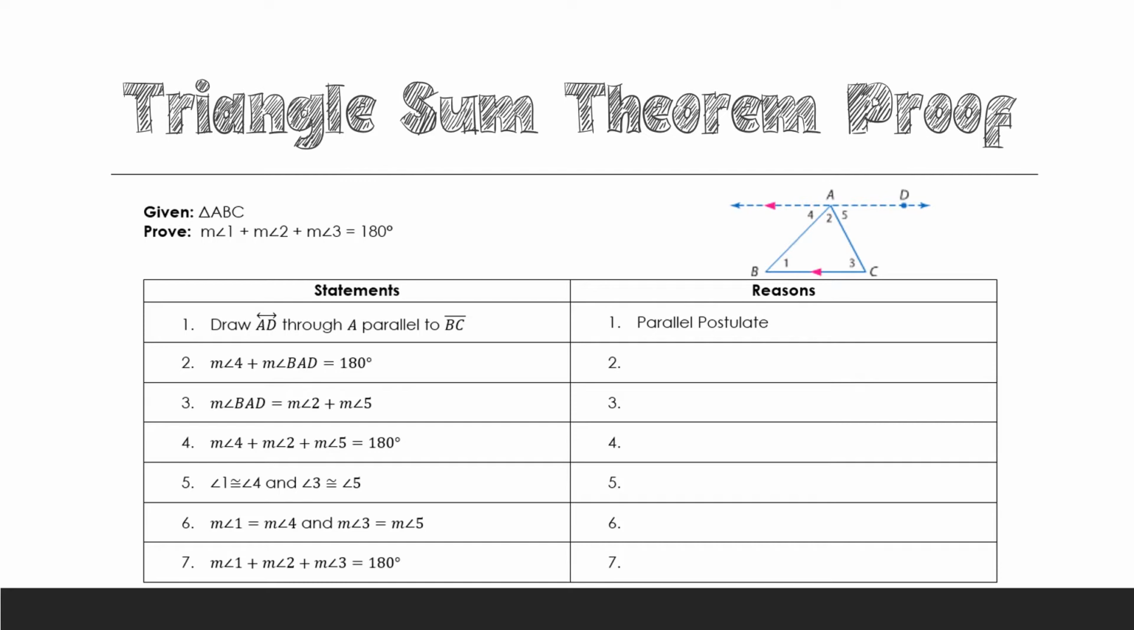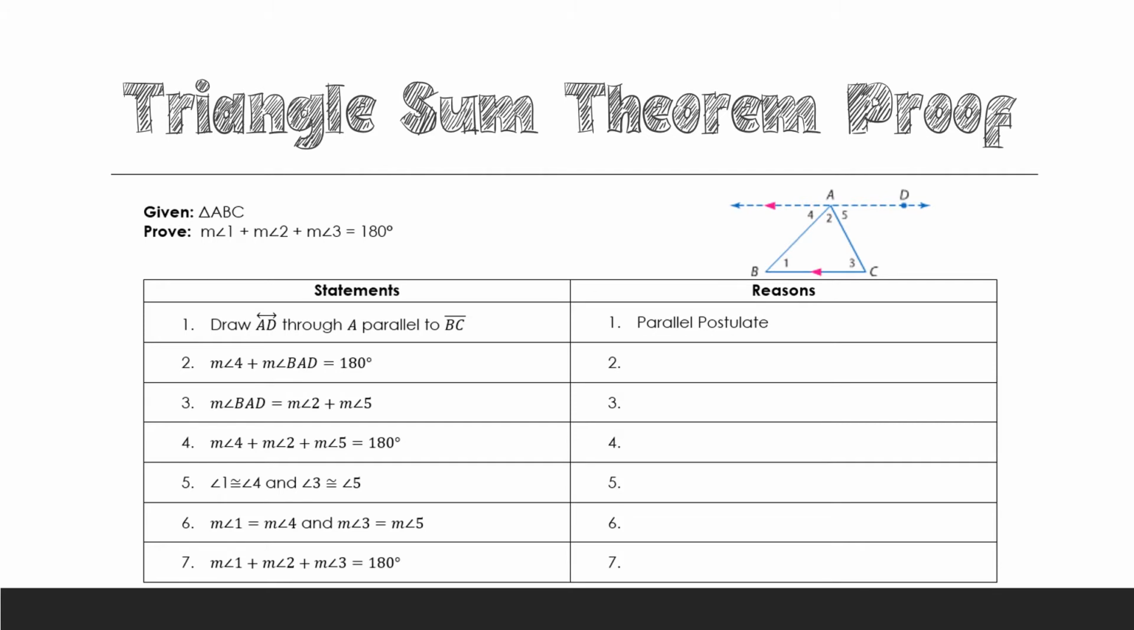All right, so we know that the triangle sum theorem does state that the three angles in a triangle add to 180. Because it's a theorem, that means someone had to prove it. Someone couldn't just say, oh, it's 180 degrees because I said so. There has to be a proof behind it. So that's what we're going to do.